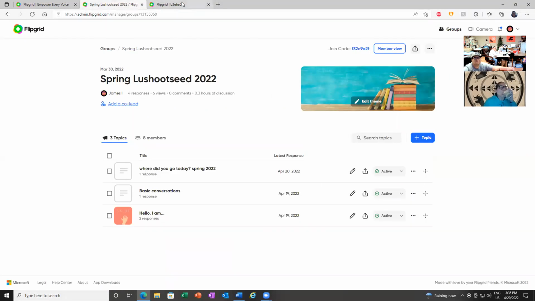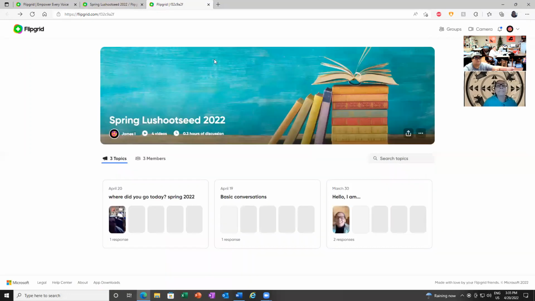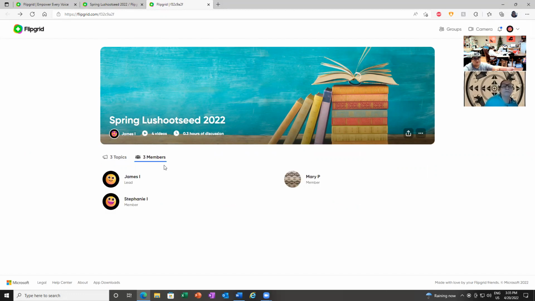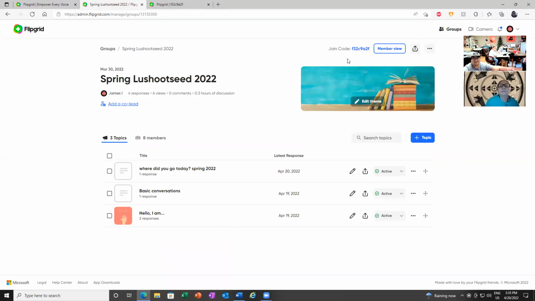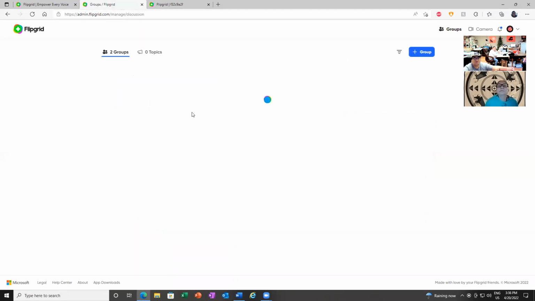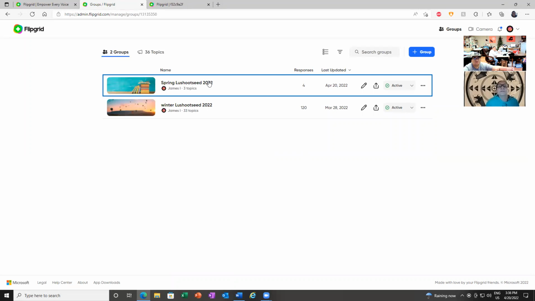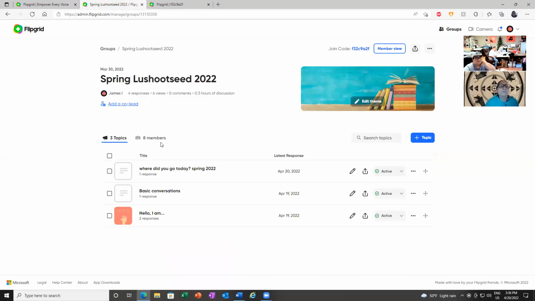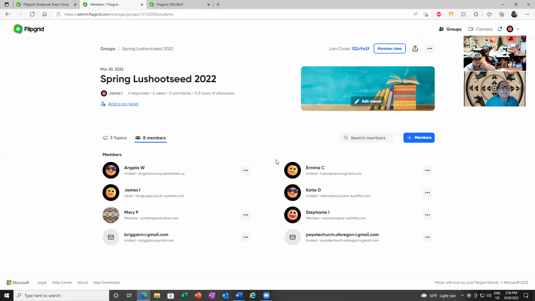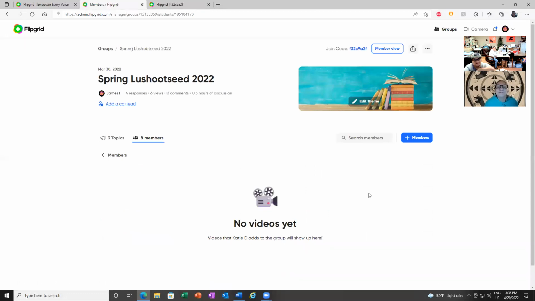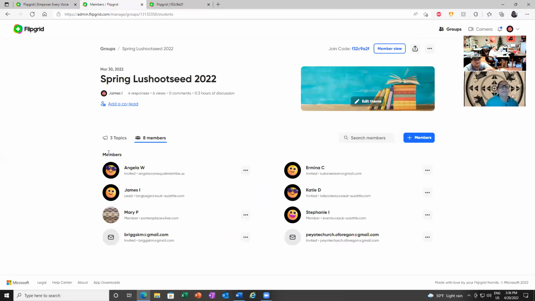This is like the main view. Let's see here. How many members do I have? Oh, I don't have you guys on members. Let's see if I have you guys on pending members. The group. 8 members. You're invited, you have not logged in yet. How do I accept the invite? Use this code.